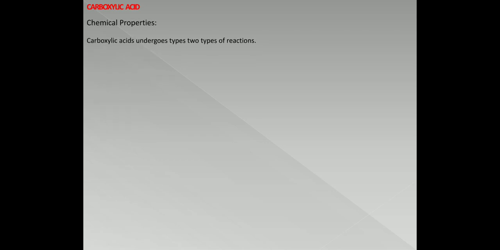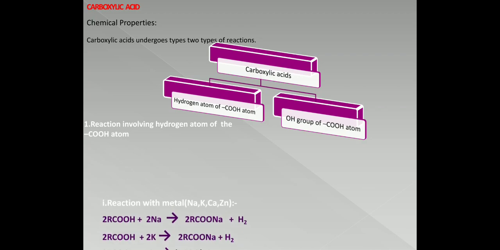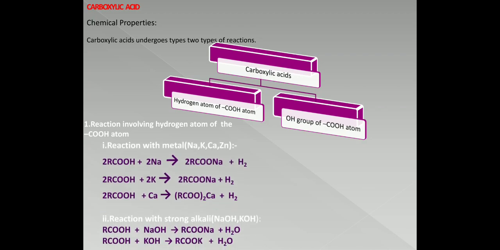Now, chemical properties. Carboxylic acid undergoes two types of reactions. First, the hydrogen atom of the COOH group will break, and second, the OH group of the COOH group will break. Reactions involving the hydrogen atom of the COOH group: reaction with metals like sodium, potassium, calcium, zinc. When the acid reacts with metals, it forms the corresponding salt as well as releases hydrogen gas. You can observe these reactions.